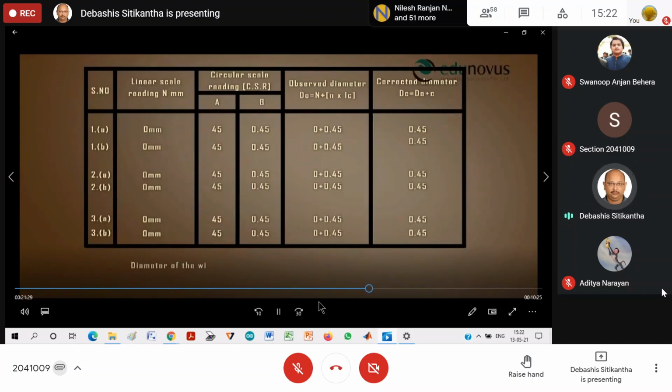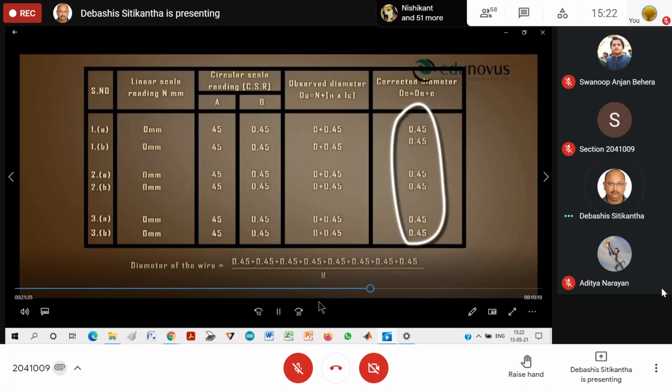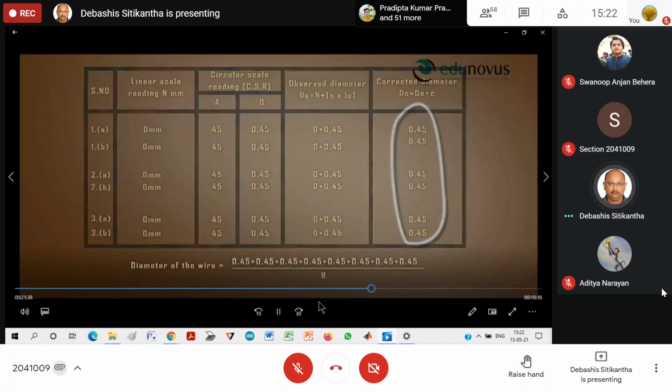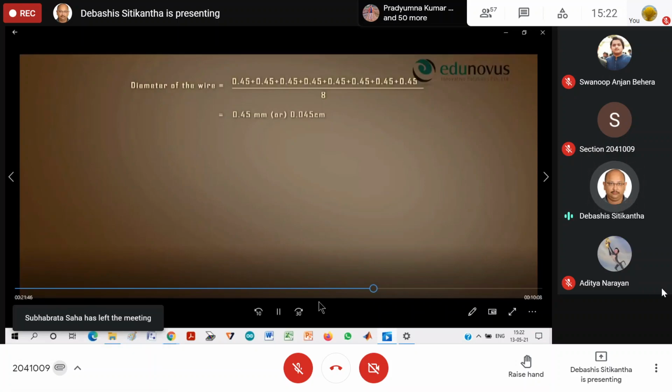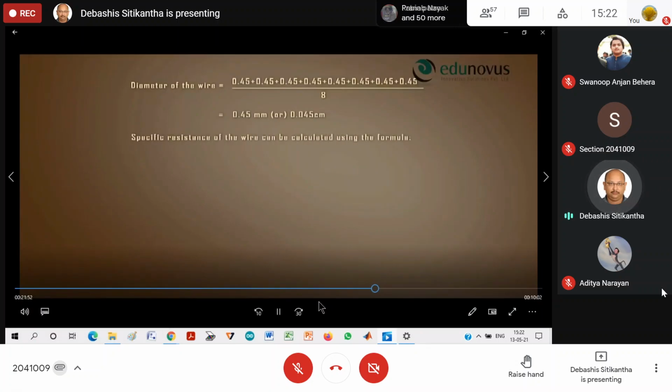Diameter of the wire is equal to 0.45 mm or 0.045 centimeters. Specific resistance of the wire can be calculated using the formula rho is equal to X pi d square divided by 4L. X is equal to 5.725 ohms, L is equal to 100 centimeters, D is equal to 0.045.